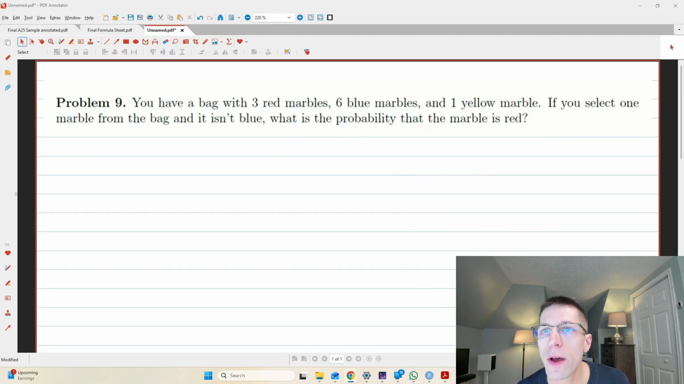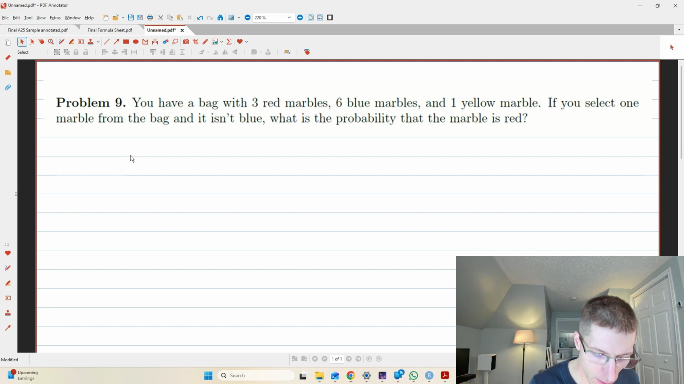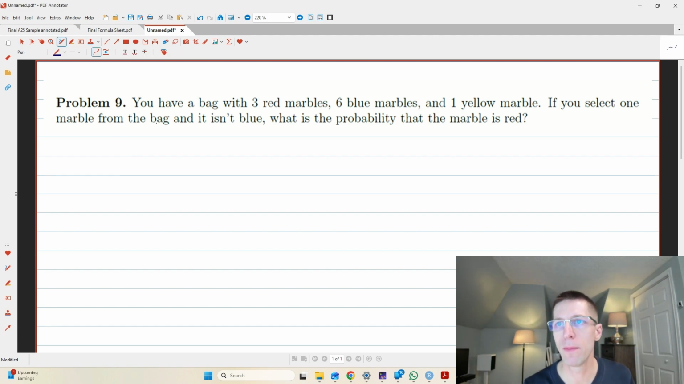Problem 9, you have a bag of 3 red marbles, 6 blue marbles, and 1 yellow marble. If you select 1 marble from the bag and it isn't blue, what's the probability that the marble is red? Okay, so this is one you can do 2 different ways. So it's a conditional probability problem.